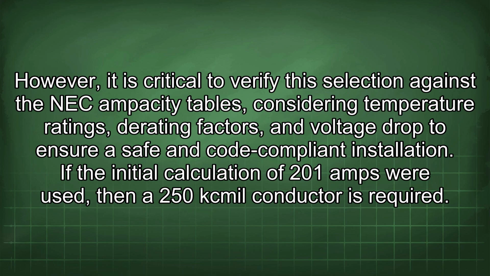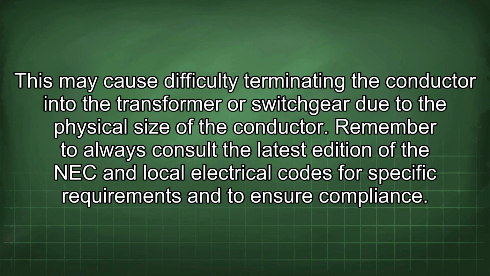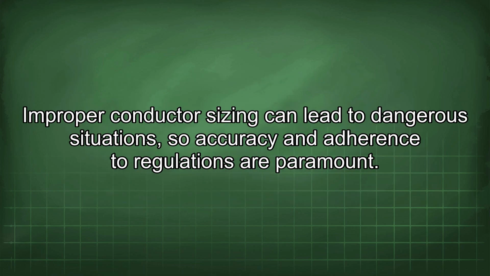If the initial calculation of 201 amps were used, then a 250 kcmil conductor is required. This may cause difficulty terminating the conductor into the transformer or switchgear due to the physical size of the conductor. Remember to always consult the latest edition of the NEC and local electrical codes for specific requirements and to ensure compliance. Improper conductor sizing can lead to dangerous situations, so accuracy and adherence to regulations are paramount.